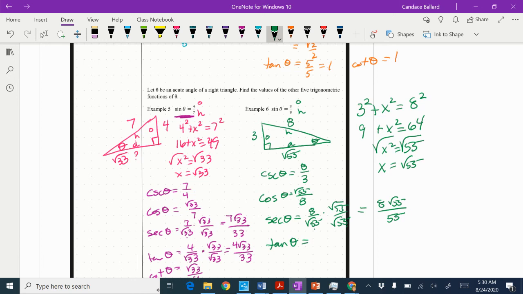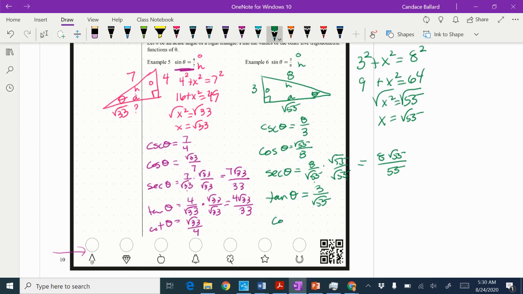And then the tangent of theta would be my opposite, 3, over my adjacent, square root of 55. I'm going to flip my reciprocal first, and then I'm going to go back and rationalize. So I'm rationalizing by multiplying the top and bottom by that radical. So I get 3 square root of 55 over 55.